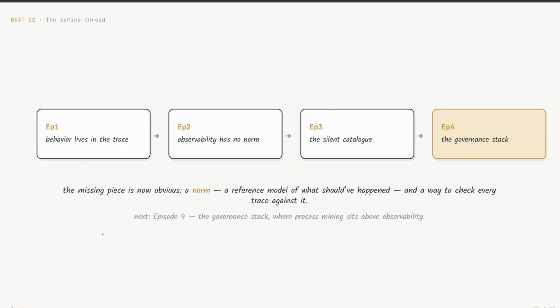So for the next episode, we're going to talk about the missing piece. We need the norm, meaning a reference model of what should have happened. Next episode will be the governance stack, where process mining sits above observability.